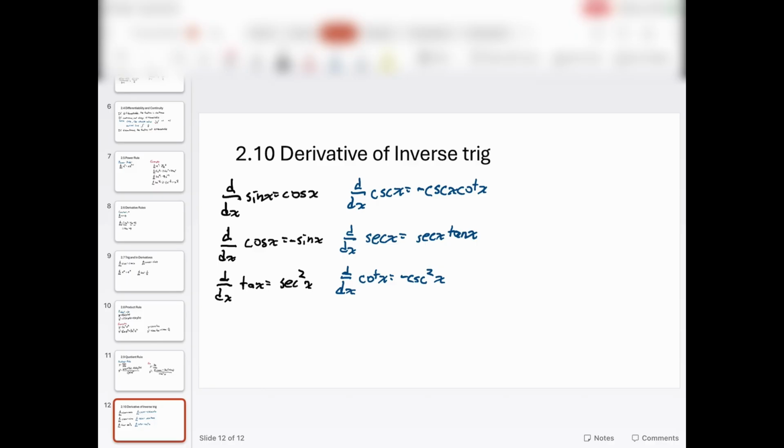So an easy thing to help remember these is knowing that cosecant and cotan go together. Meanwhile, secant and tan go together. That's just an easy way to help remember.